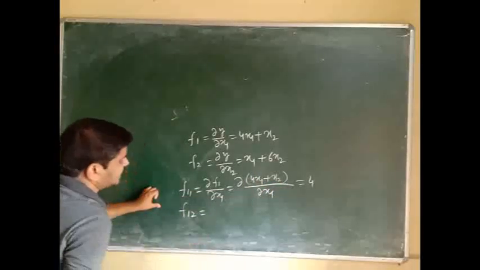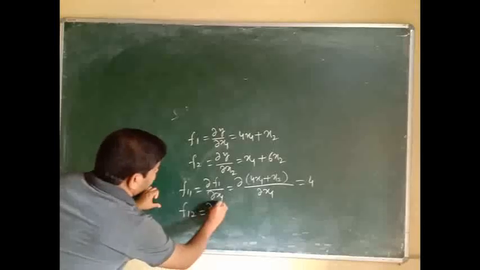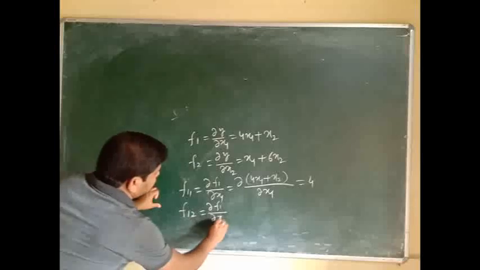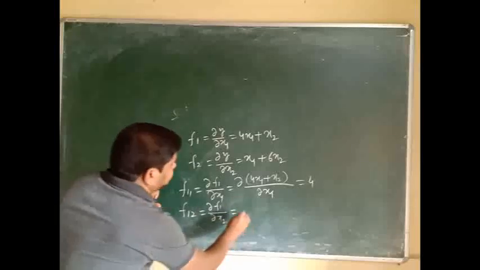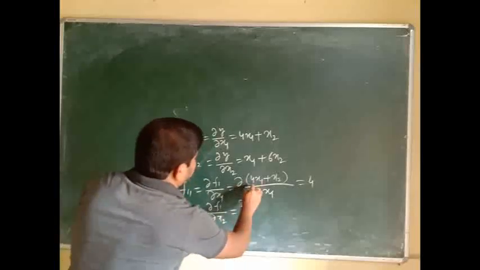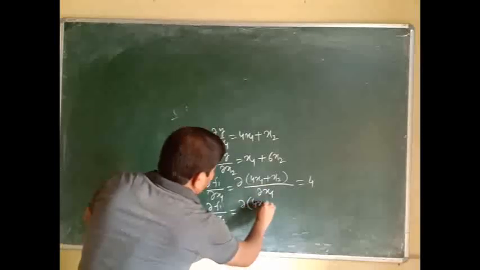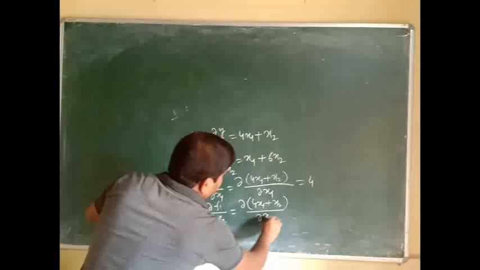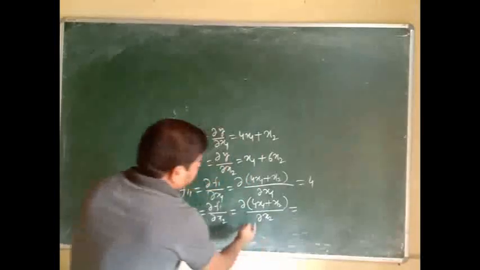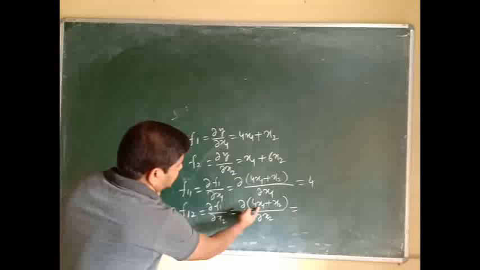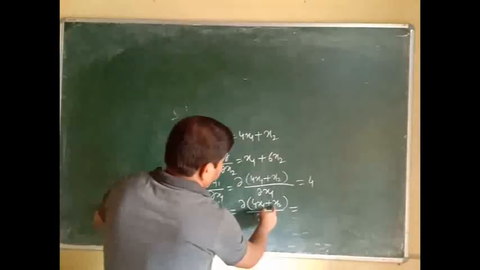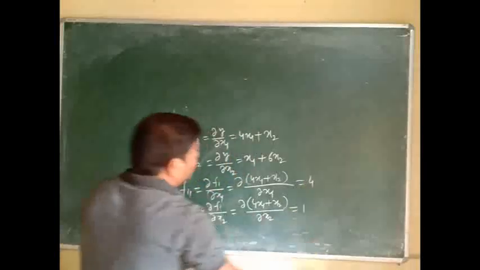And f12, what is f12? That is differentiation of f1 with respect to x2. So f1 is our 4x1 plus x2 with respect to x2. Here x1 is constant with respect to variable x2, so it will vanish. So del x2 by del x2 will be 1.